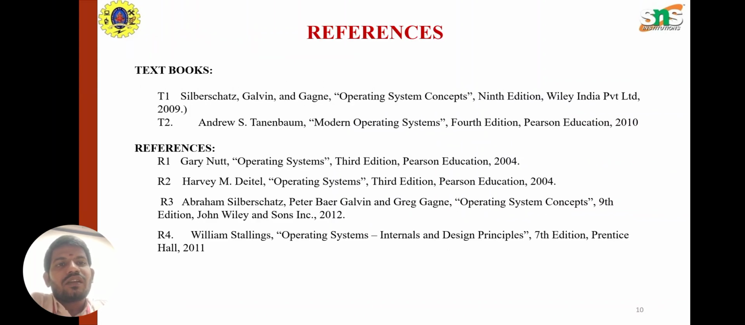These are the different references for these thread issues and thread sharing. These are the different kinds of threads, and how threads are used in an operating system.